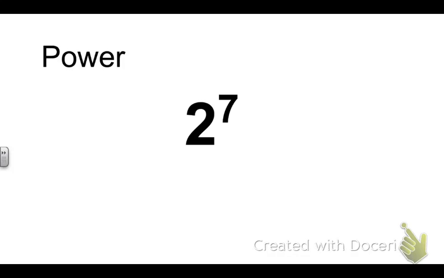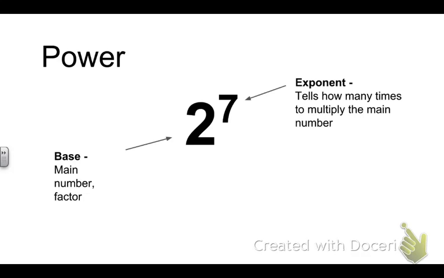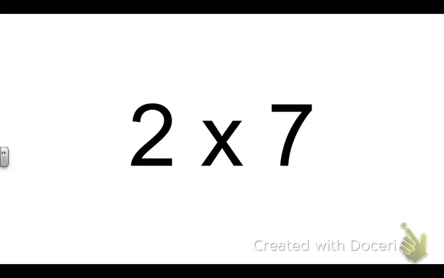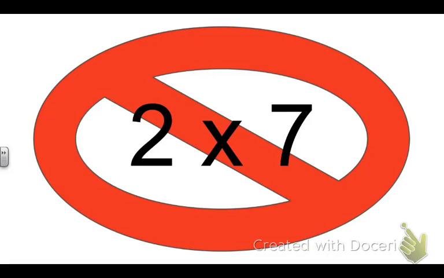All right, now I want to talk about exponents, or basically a power. And a power is made up of 2 things. First of all, the way that you read this, it's 2 to the 7th power. All right, so the very first thing that we have is a base. That's your main number, that big number. It's what we call the factor. And then we have the exponent. That exponent is a small number in the corner, and it tells how many times to multiply the main number. It does not mean 2 times 7.